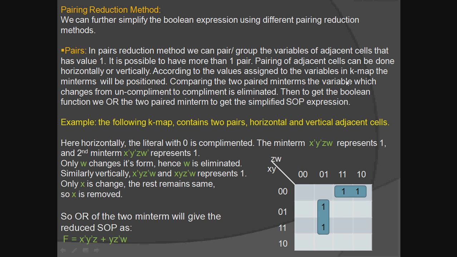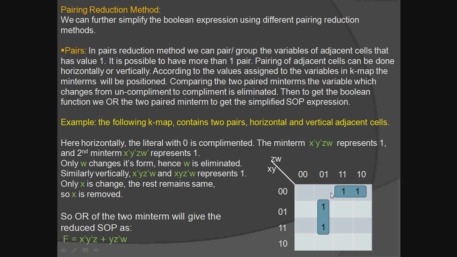So for the variables in the K-map, the min terms will be positioned based on that. According to the truth table, the values that are formed, the min terms will be positions. So this might be m0, this might be m2, this might be m1, and so on, right? Comparing the two paired min terms, the variable which changes from uncomplemented to complemented is eliminated. So on this side you have xy, so this is x and this is y, and this is zw, so this is z and this is w. So this one forms one min term, that is xyzw, and this forms another min term, right?